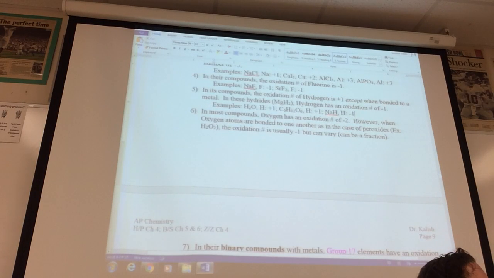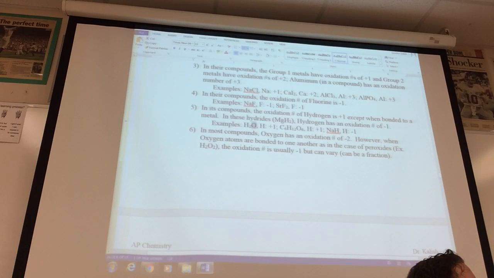In most compounds, oxygen is -2. However, when oxygens bind to one another, like in a peroxide, the O is -1. When O hooks up with F, it's going to be positive, but you're not going to see that. So O is typically -2 unless you have a peroxide, and then it's -1. So looking back at these examples, the O would be -2.